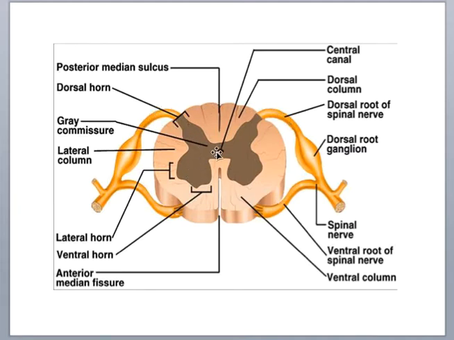Now, the gray matter, you call these structures horns. And so this is the dorsal horn because it's on the dorsal side. This would be the lateral horn because it's on the lateral side. This would be the ventral horn because it's on the ventral side. White matter is called columns or funiculus for singular, funiculi for plural. And so these would be the dorsal columns. This would be lateral columns. These would be the ventral columns. Okay?